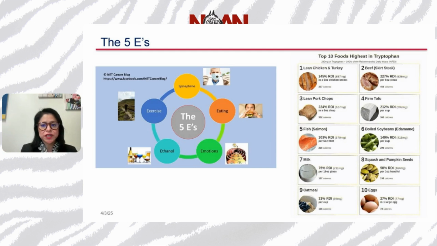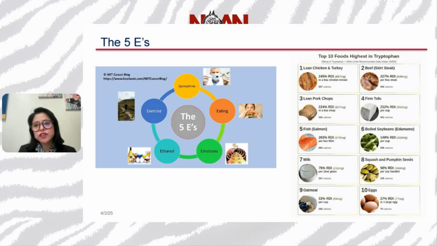So what I want to say with this figure is that even though certain foods may have more tryptophan than others, it doesn't mean that you have to stop eating those. I think you need to recognize what foods or activities may cause an exacerbation of carcinoid symptoms, but I don't want you to deprive yourself of any of these. Every patient is different and may have different reactions. But the 5Es stand for epinephrine.